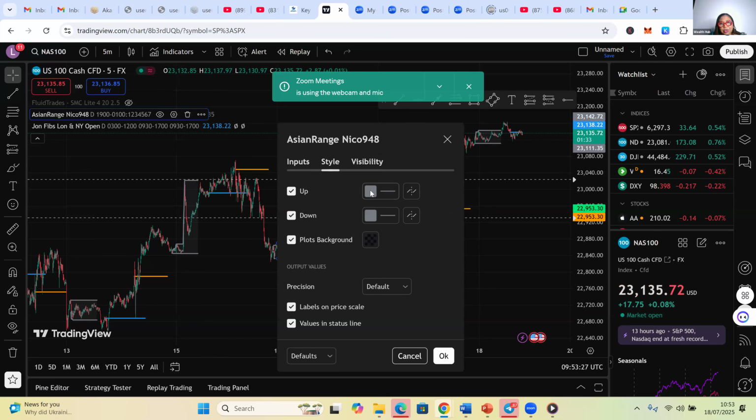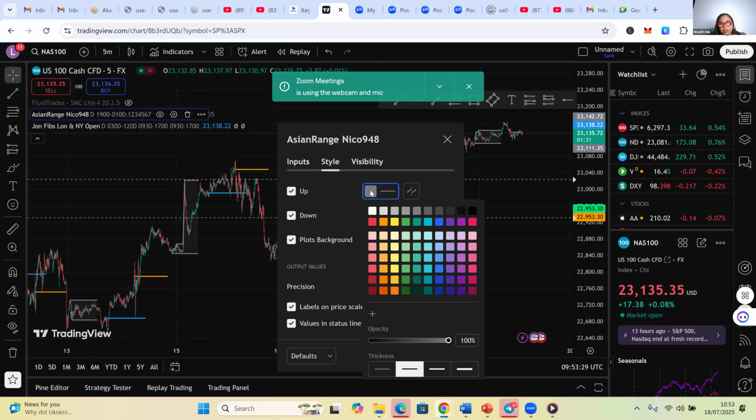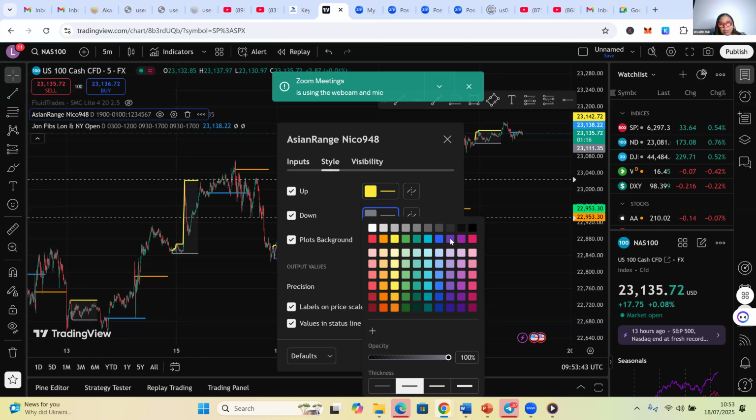Under style, you choose the color. You want a color you can easily identify with that can be very obvious on your chart. So I'm going to choose yellow for my upper part. For the down part, I'm going to choose purple. If I do anything purple, the editing is never complete. I'm a purple girl. Purple is actually my favorite color and it's my brand color.